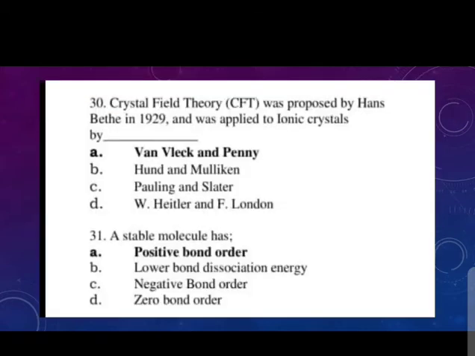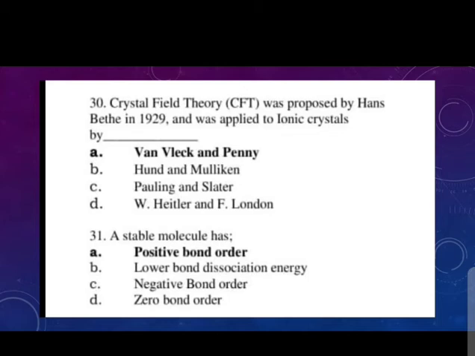Moving to our next question. Crystal field theory, that is CFT, was proposed by Hans Bethe in 1929 and was applied to ionic crystals by dash. So our options are A. Van Vleck and Penney, B. Hund and Mulliken, C. Pauling and Slater, and D. W. Heitler and F. London. So our correct option is A.